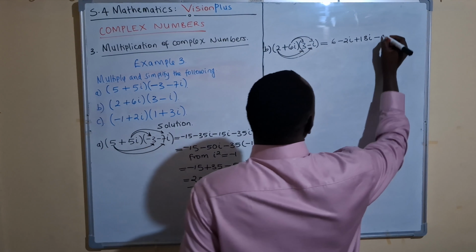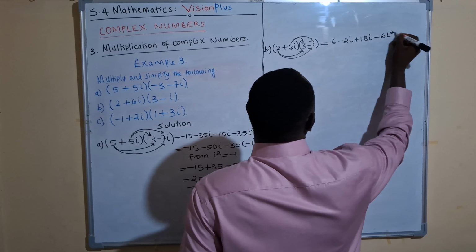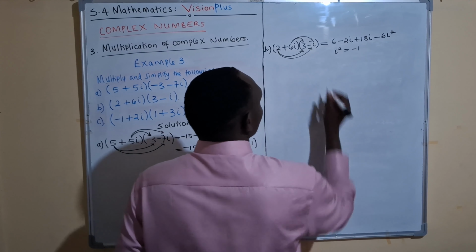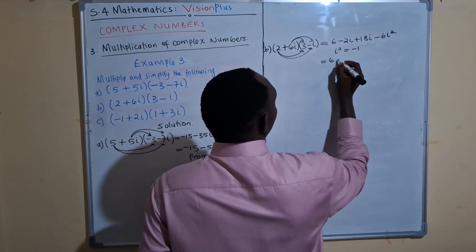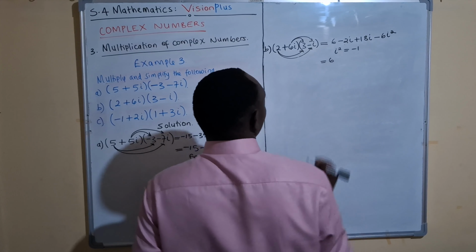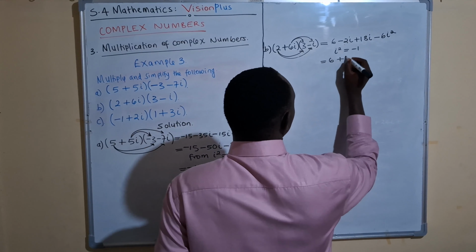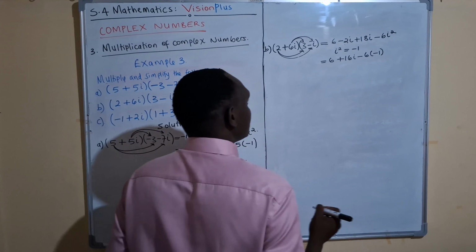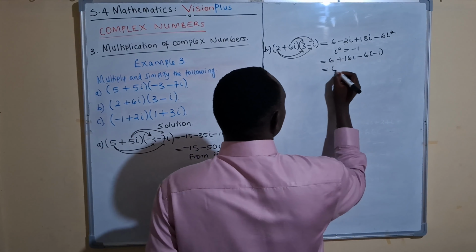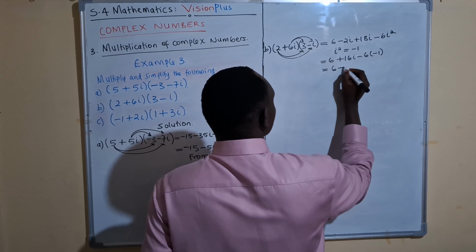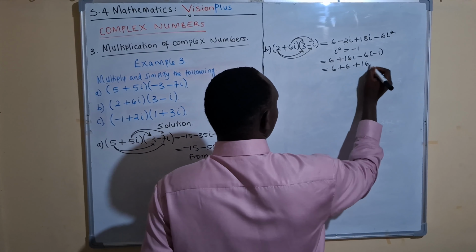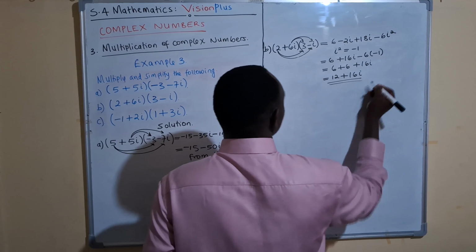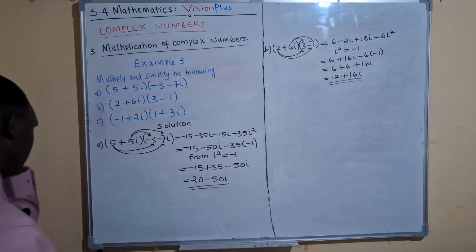6 times 1 is 6, and i times i is i squared. But we know that i squared equals -1. What is -2i plus 18i? That would give us positive 16i. But minus 6i squared, we have substituted i squared as -1. This gives us -6 times -1, which is positive 6. So here we have 6 plus 6 plus 16i. The answer becomes 12 + 16i. So this is the solution for part B.